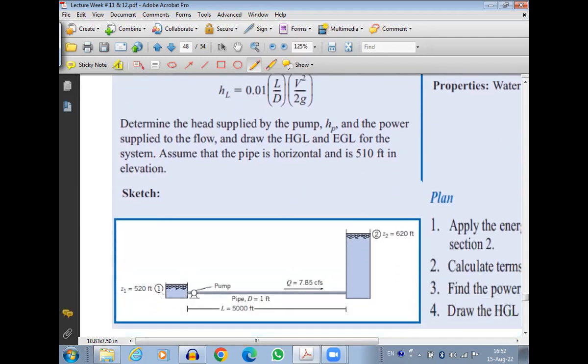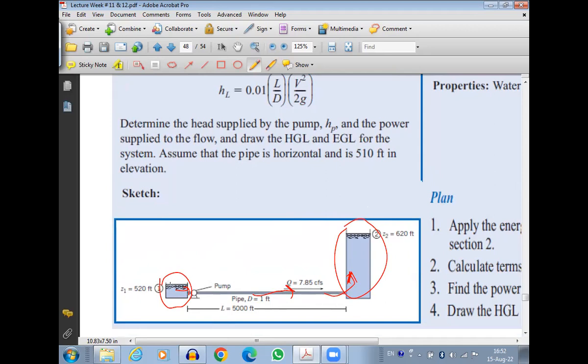So this is the situation. We have one reservoir, we have another reservoir. These two reservoirs are far away from each other. So there is a pipe which is connecting the two reservoirs, and there is a pump in between which is forcing the fluid from one reservoir and making it flow into the other reservoir. Okay, so this is the situation.